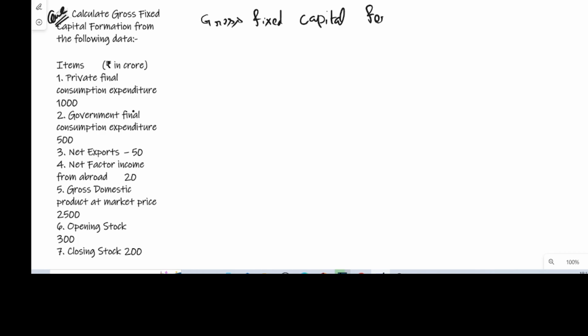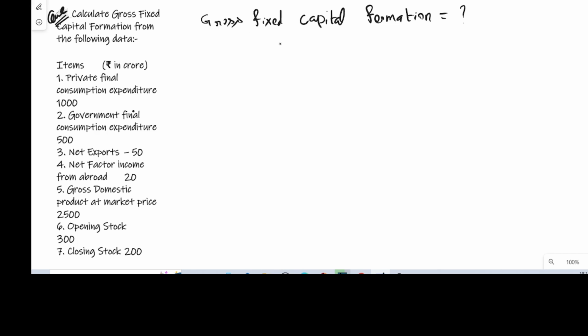You must understand that this is the part of investment. Investment has two components, fixed investment and inventory investment. Here in this method, fixed investment is also named as gross fixed capital formation and inventory investment as change in stock. So gross fixed capital formation is the part of which formula?